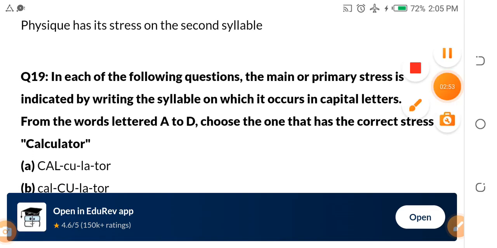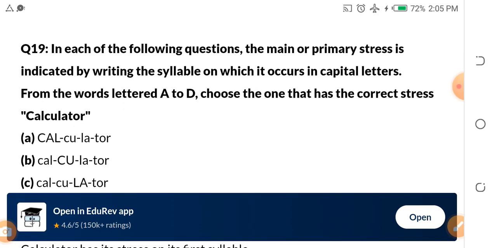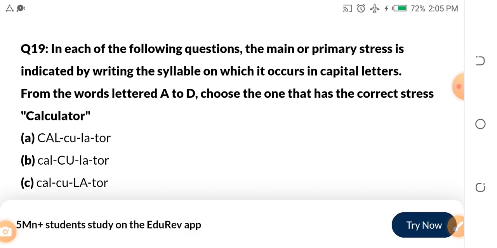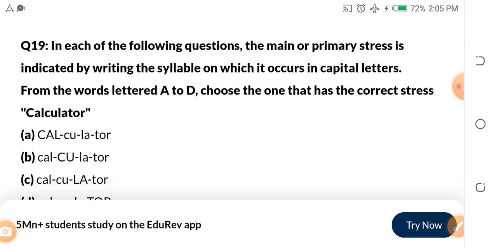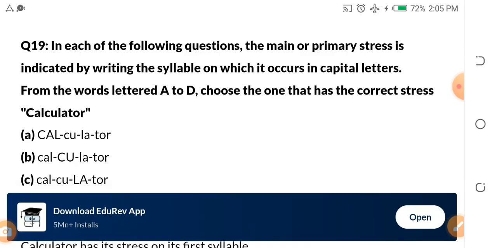Let's look at this question. Question 19. In each of the following questions, the main or primary stress is indicated by writing the syllable on which it occurs in capital letters. From the words letter A to D, choose the one that has the correct stress.